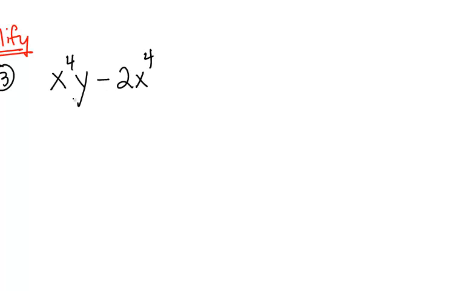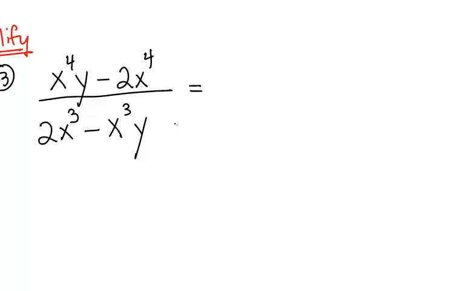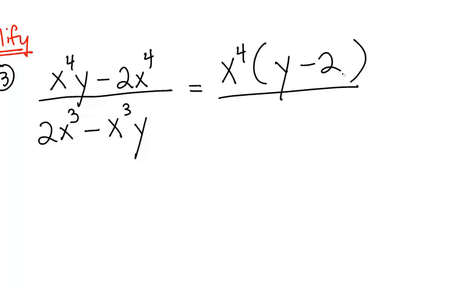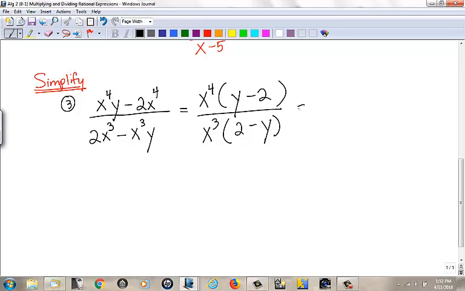So on number 3, in the numerator, it's x to the 4th y minus 2x to the 4th. It's all over 2x to the 3rd minus x to the 3rd y. X to the 4th is in common. What's left? y minus 2. Correct. What's in common on the bottom? X to the third. And then 2 minus y, right?